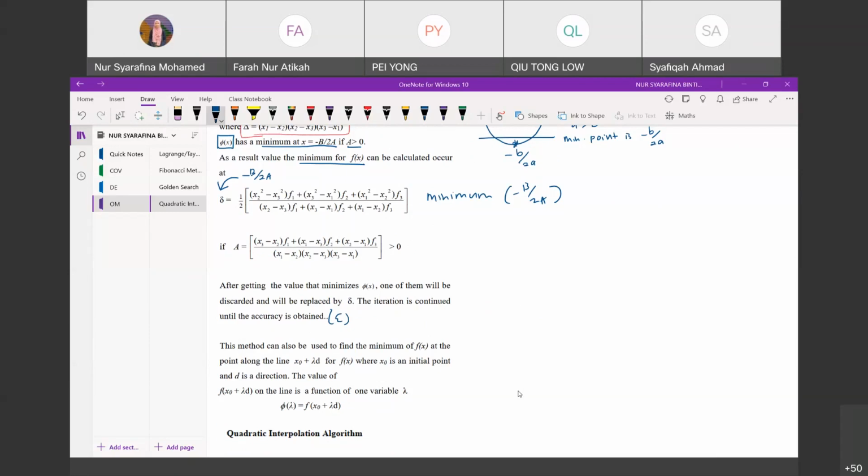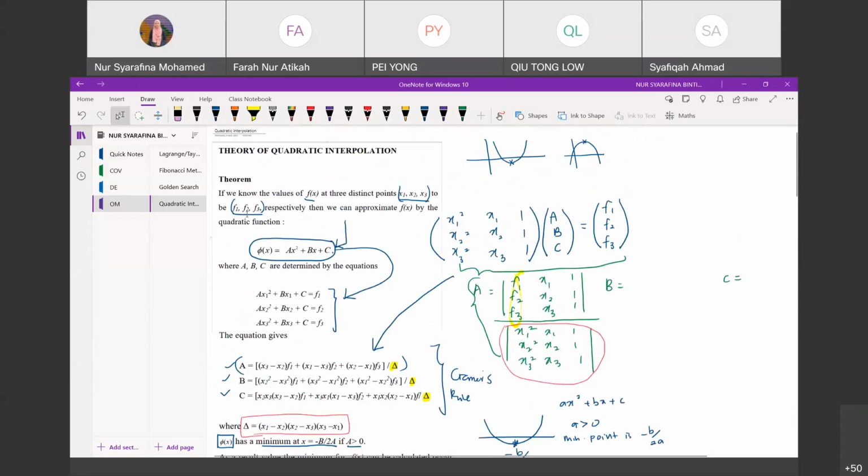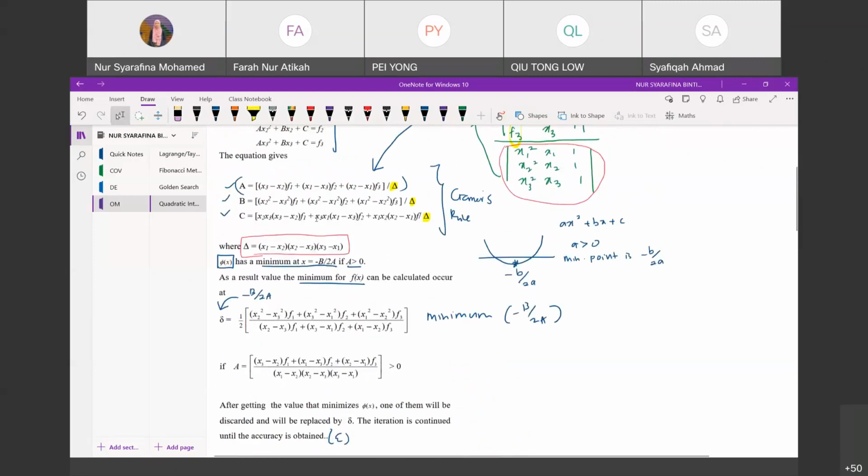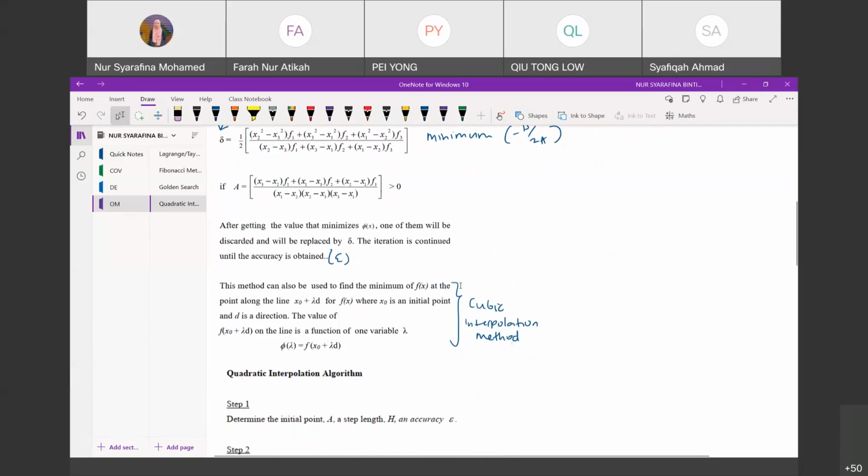Okay, because this is an approximate solution, we are going to have more than one variable, but the original function is in terms of one variable. This method can also be used to find the minimum of f(x) at the points along the line x naught plus lambda d, where x naught is the initial point. So this is for cubic. Later we are going to take a look at cubic interpolation. Instead of finding the minimum point one by one by using minus b over 2a and delta here, we can also use it to find the minimum of the function at the point along x naught plus lambda d, where this is for the cubic interpolation method.